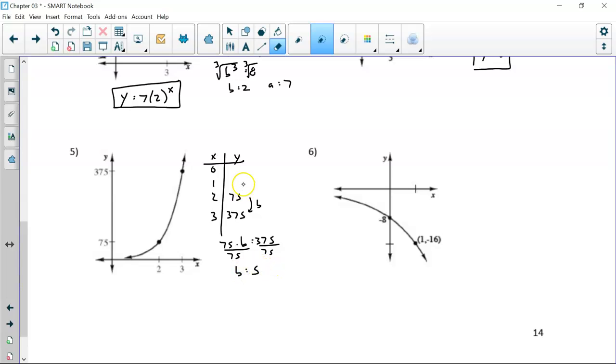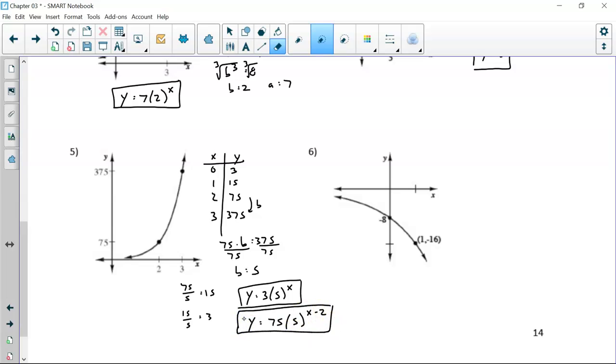Now you can divide by 5 to go backwards. 75 divided by 5 is 15. And then 15 divided by 5 would be 3. So you could write this as y equals 3 times 5 to the x. Or if you didn't feel like going backwards, y equals 75 times 5 to the x, and since we started at the second, x minus 2. There's two different ways to write the same exact function.